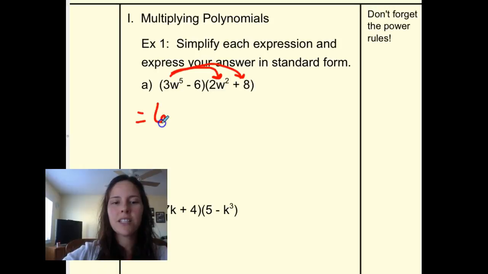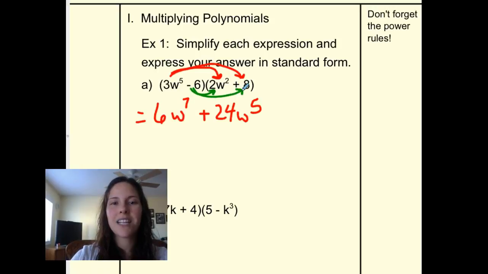3 times 2 gives us 6, and w to the fifth times w squared means we have 7 w's being multiplied all together. 3 times 8 is 24 times w to the fifth. Then we distribute the second piece to both terms in the second set of parentheses. Notice that this is a -6, so we need to keep track of that negative sign as we multiply. -6 times 2 gives me -12 times w squared, and -6 times 8 gives me -48.